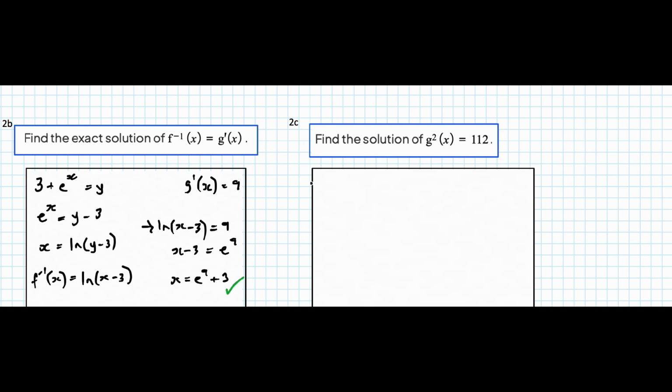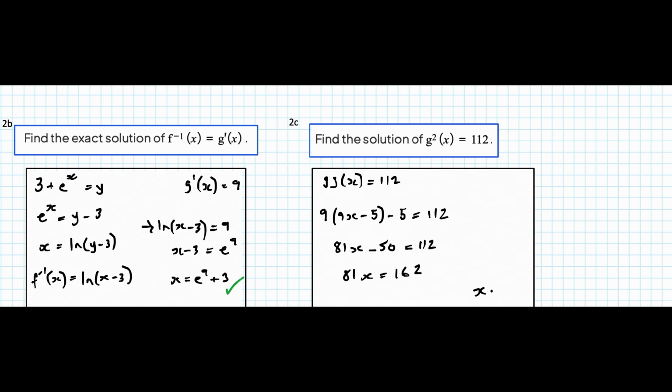Okay, find the solution of g squared of x. We've come across this idea already. So g of g of x is equal to 112. Just plug that in. So 9 times bracket 9x minus 5 close bracket minus the 5 is equal to 112. And simplify from there. It's just normal algebraic skills, as you know already. So 81x is equal to 162. And of course, a nice easy x is equal to 2.